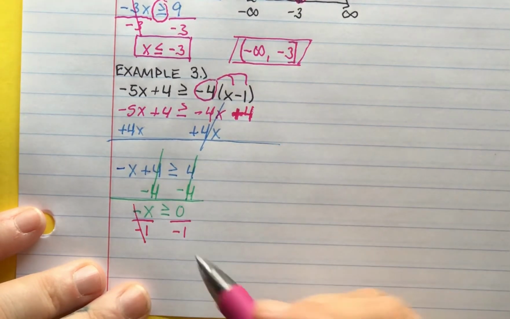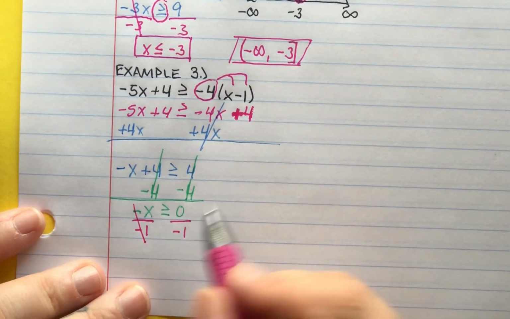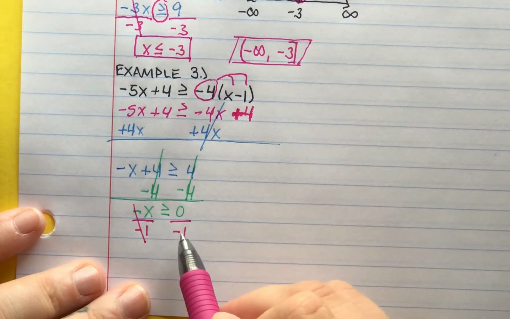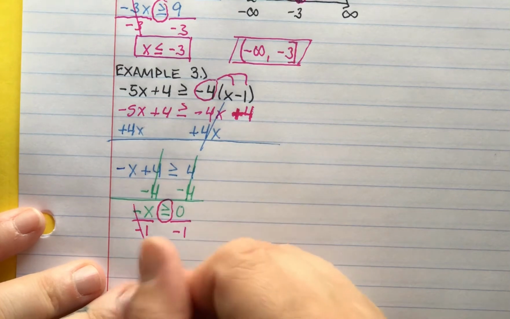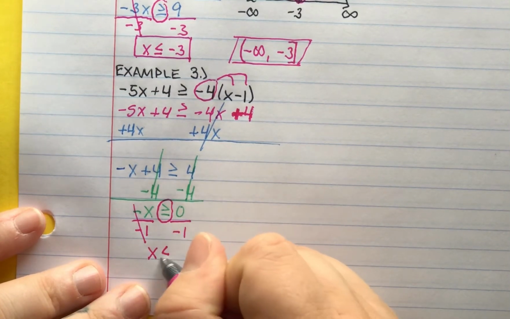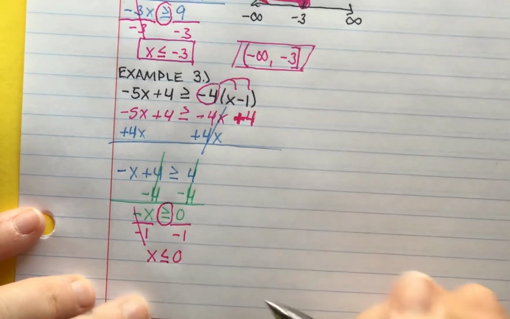The negatives will cancel. 0 divided by anything is still going to be 0, but because I divided by this negative 1, I have to remember to flip my inequality symbol. So this is going to get me x is less than or equal to 0.